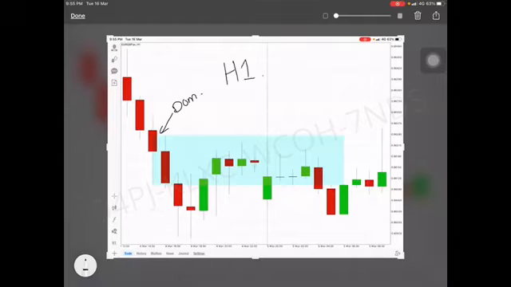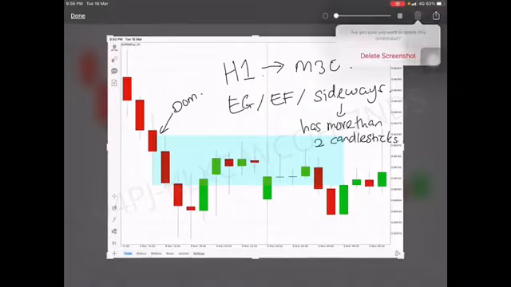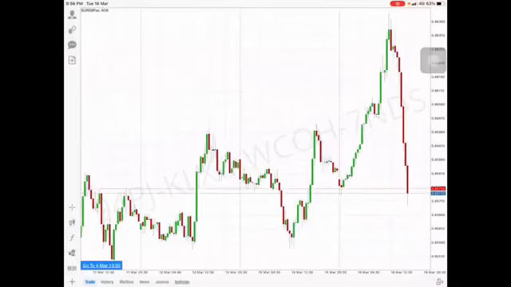From H1, where do we go? M30. Yes, so we go to M30. What are we looking for there? We are looking for engulfing, or EF, or sideways. Sideways means that it has more than 2 candlesticks. Now we go to M30.